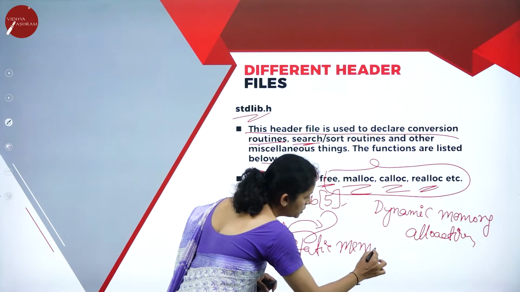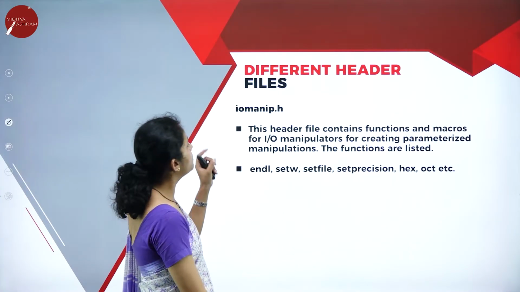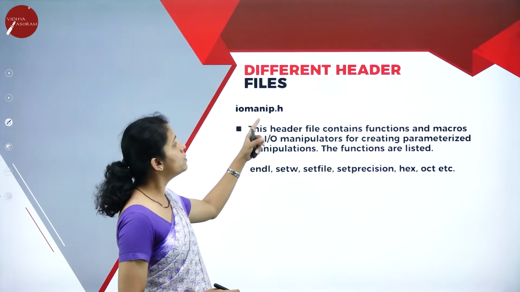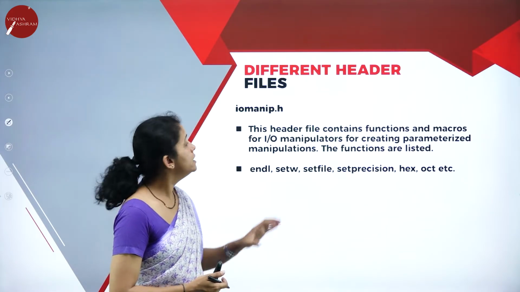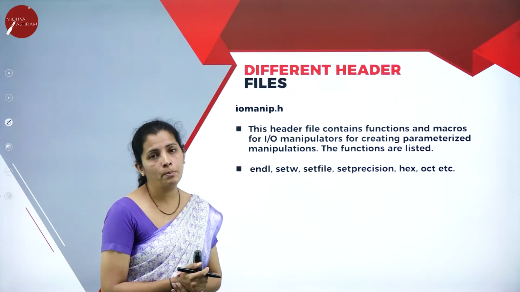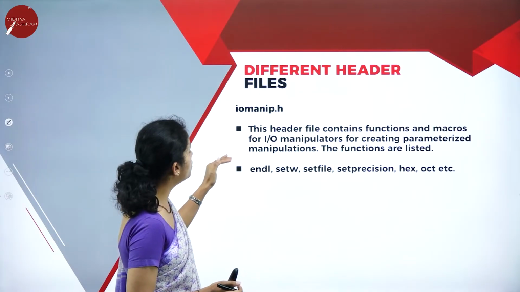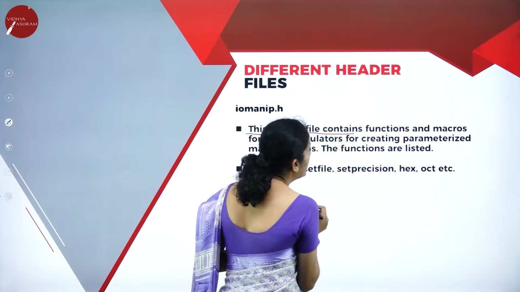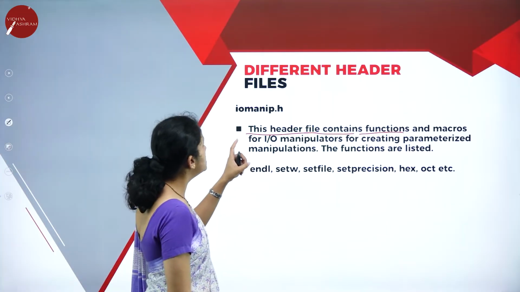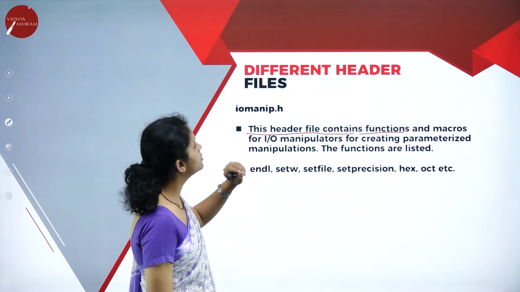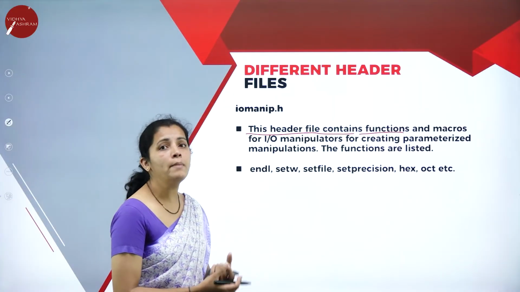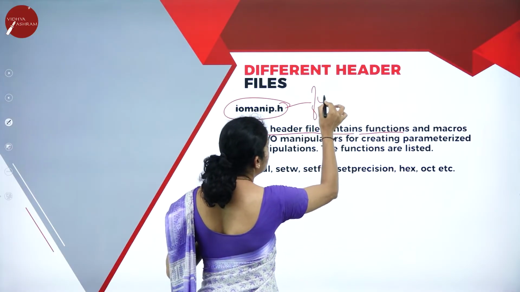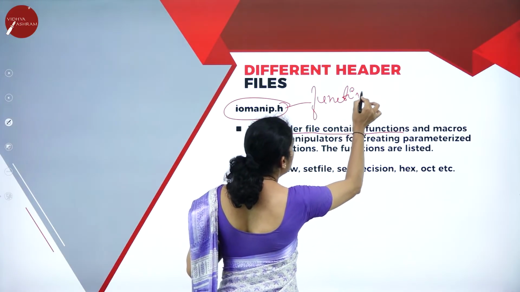Moving further, I'm going to have iomanip.h. So what is iomanip.h? It's used to perform input-output manipulation. This header file contains functions, and along with that, macros.